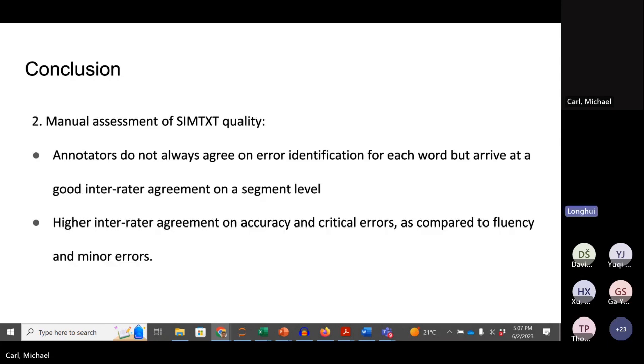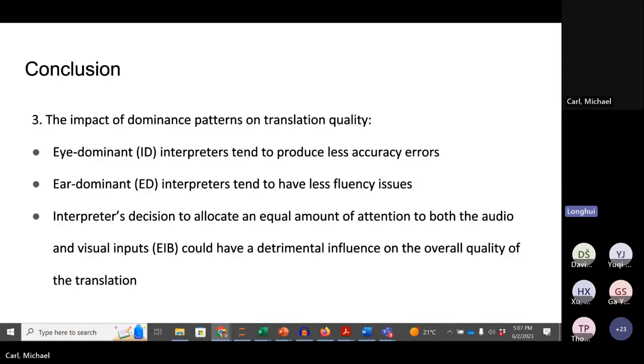And according to the manual assessment of simultaneous interpreting with text quality, we see that annotators do not always agree on error identification for each word, but they arrive at a good inter-rater agreement on segment level. And higher inter-rater agreement on accuracy and critical errors was found in our dataset as compared to fluency and minor errors. And next slide.